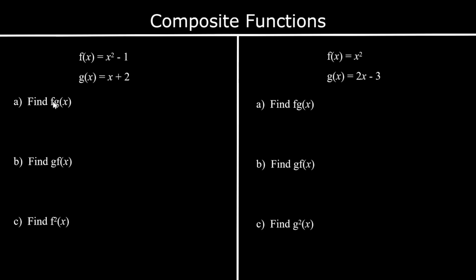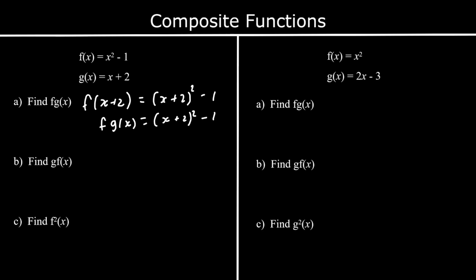But we're going to do this just with the algebra. So we're going to put the whole g function into the f function. So our g function is x plus 2. So we're going to do f of x plus 2. Wherever we have an x, we change it into an x plus 2. So it's x plus 2 squared, take away 1. So that is fg of x. We could expand the brackets and simplify it, but I will leave it like that for now.